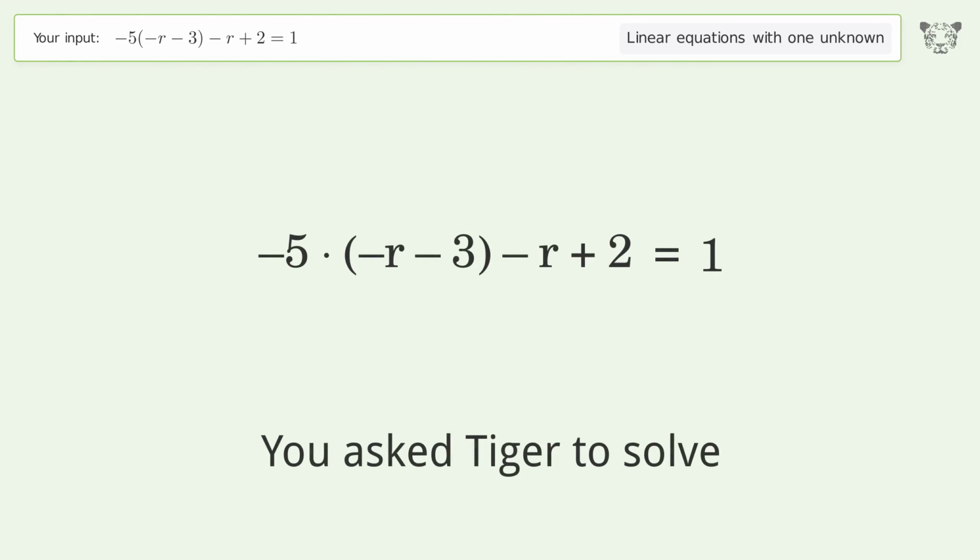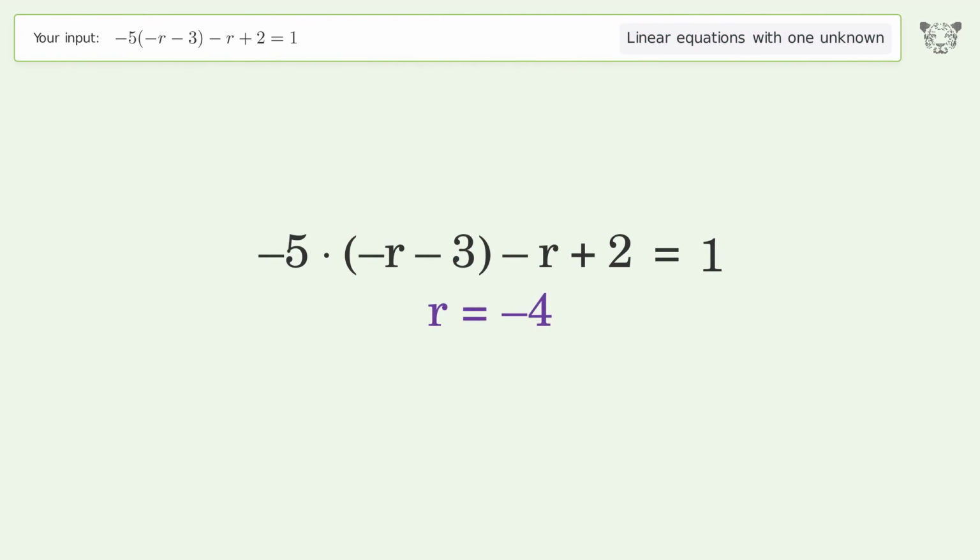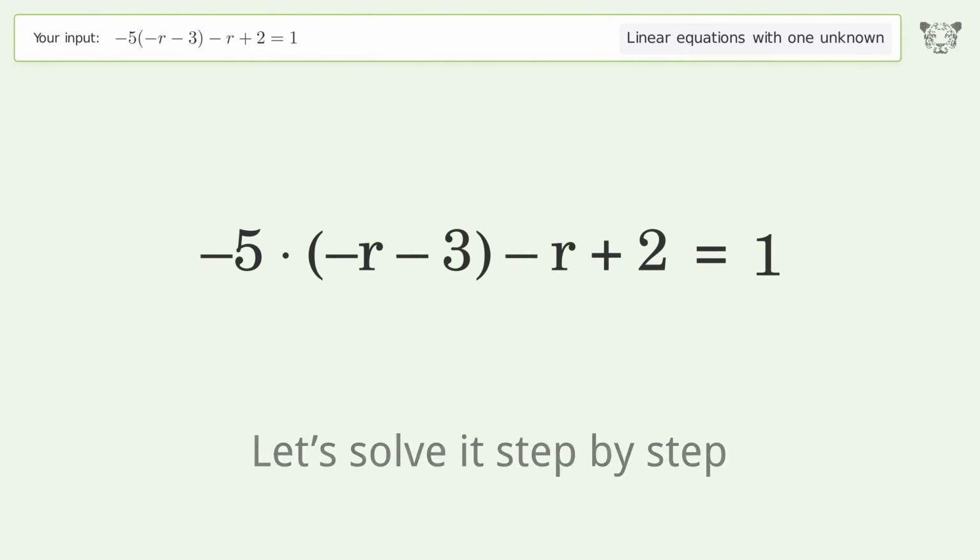You ask Tiger to solve this. It deals with linear equations with one unknown. The final result is r equals -4. Let's solve it step by step.